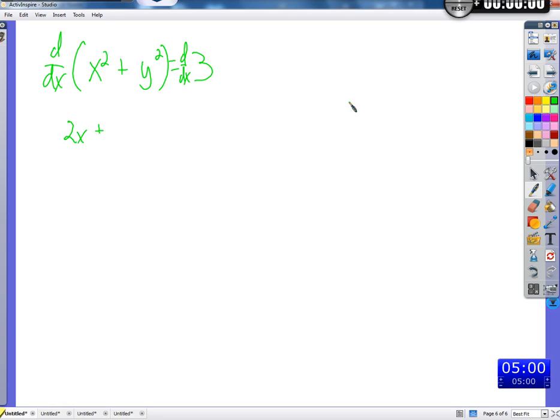We're going to do the same thing to y squared that we would do to, say, (5x + 3) squared. This is an example of a y. It's not the y over there, but it's just an inside function. 2y y prime: 2y times y prime. That's just the chain rule.